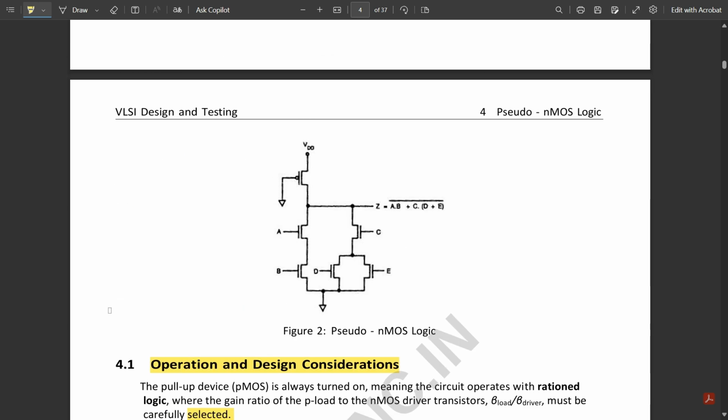Whereas in case of complementary CMOS, when we have n inputs, we should be having 2n transistors. That is, since it has an equal number of transistors distributed in the pull up part as well as the pull down part. So that's why for a complementary CMOS, for n inputs we need 2n transistors, but for pseudo NMOS, for n inputs we need n plus one transistors.